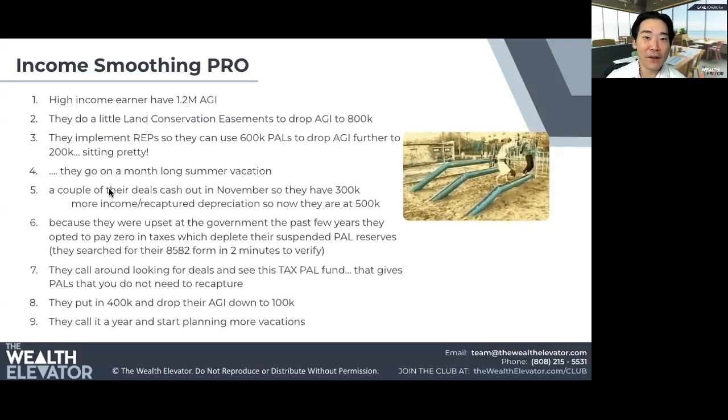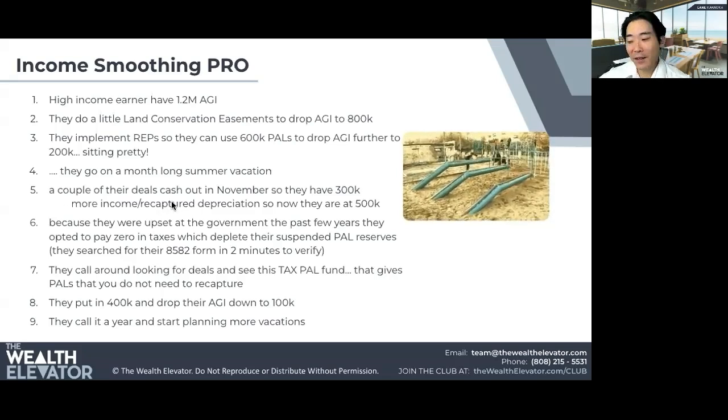They go on a summer-long vacation because they're more into the stage of life in terms of wealth building where they realize time is more valuable than money. And part of time is experiences and the richness of life. But they come back and their passive income portfolio did well. And a couple of their deals cash out early in November. That happens, right? Good problems to have.